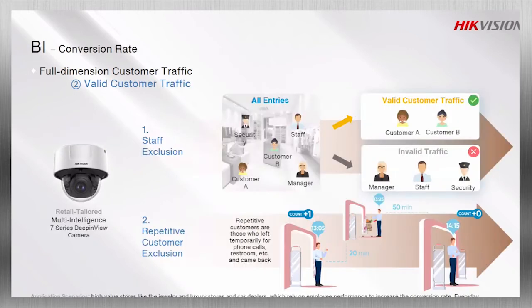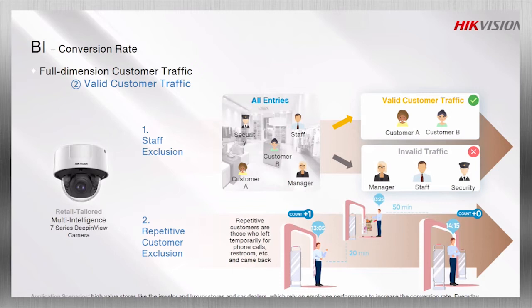The second data that I mentioned in the BI is the conversion rate. And we know that the conversion rate equals the number of deals, which we can search or read out from the POS system. So it is very important to have a valid customer traffic to get an accurate conversion rate.